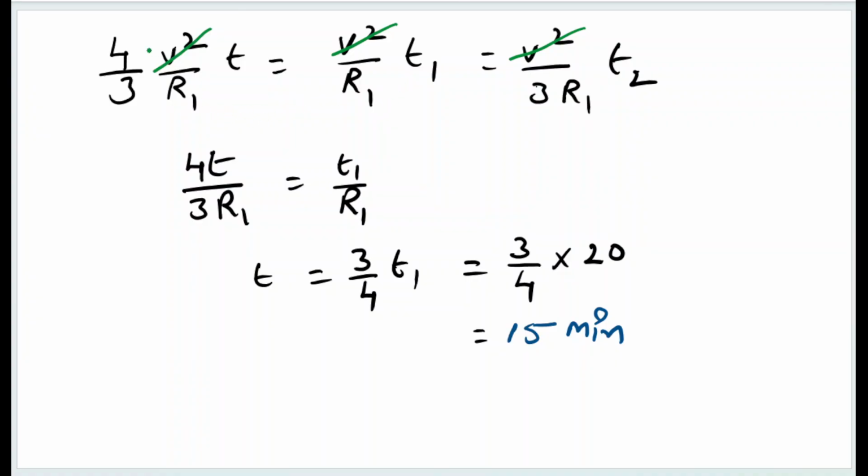If I equate these two, 4T by 3R1 is equal to T1 by R1. R1 also gets cancelled. Then 4T by 3 is equal to T1, where T is the time taken by the combination of two coils to produce the same amount of heat. We have to find T only. This 4 by 3 goes to the other side, so T is 3 by 4 into T1. T1 is given as 20 minutes, so 3 by 4 into 20: 4 fives are 20, and 3 fives are 15 minutes.